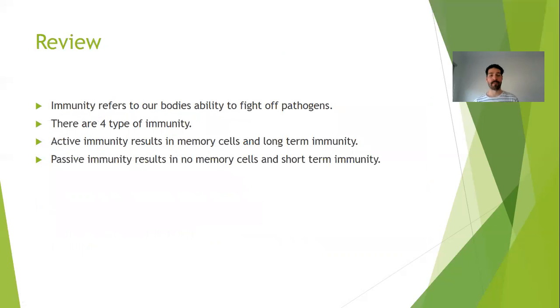So in overview, immunity is just our body's ability to fight off pathogens, and there's four main types. Any type that has active in the name results in memory cells and long-term immunity. And anything that is passive results in no memory cells and that short-term immunity. So we're going to use those terms of active and passive and artificial and natural over the next few lessons. And hopefully this video cleared up the different meanings for them all.